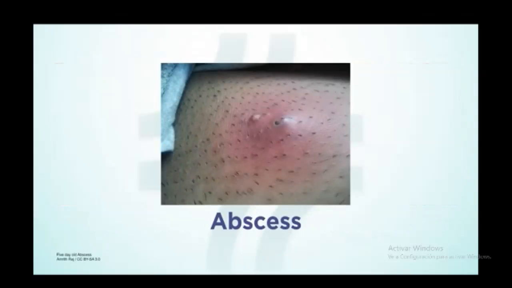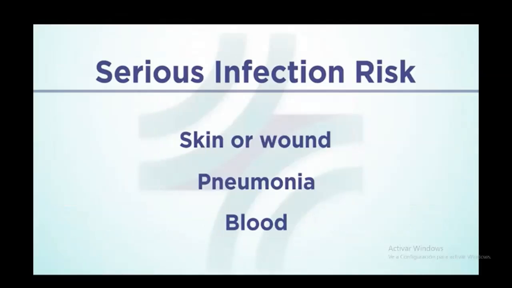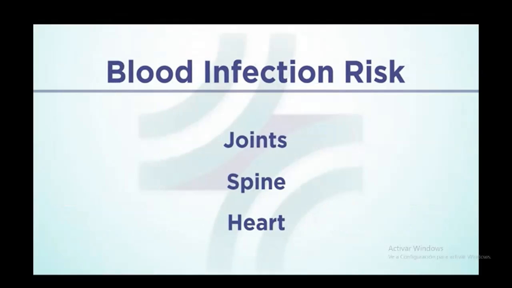MRSA infection can also lead to the formation of an abscess, or collection of pus that builds up within the affected tissue. At times, MRSA can cause serious infections such as skin or wound infections, pneumonia, or infections of the blood. Once MRSA invades the bloodstream, other structures within the body such as joints, the spine, or the heart can become infected. On very rare occasions, skin and soft tissue infections can become very severe and progress rapidly, requiring surgery or a stay in the hospital.